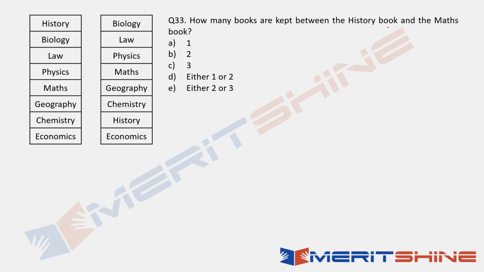How many books are kept between the history book and the maths book? So this is maths, history, 2 here, and maths, history, it's 3 here. Either 2 or 3, so it's option E.